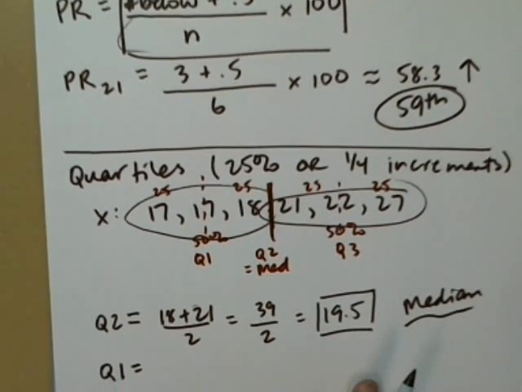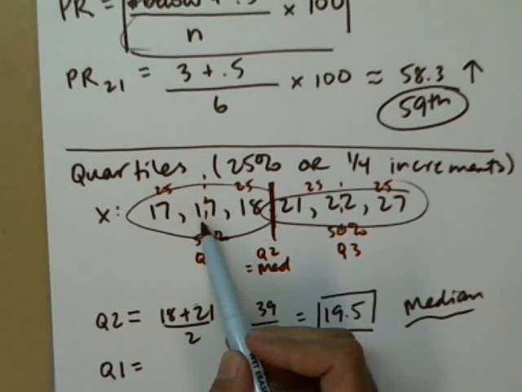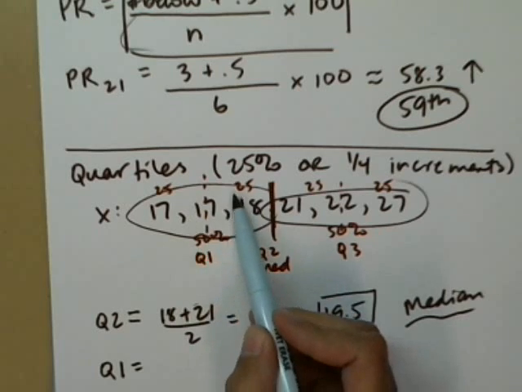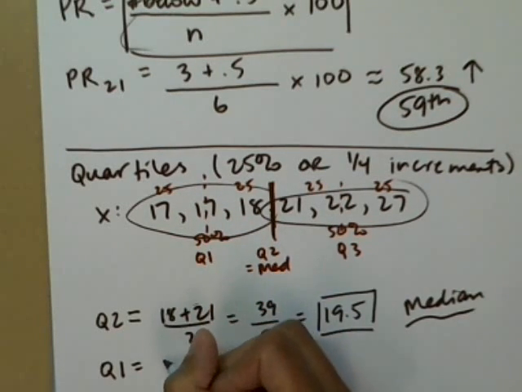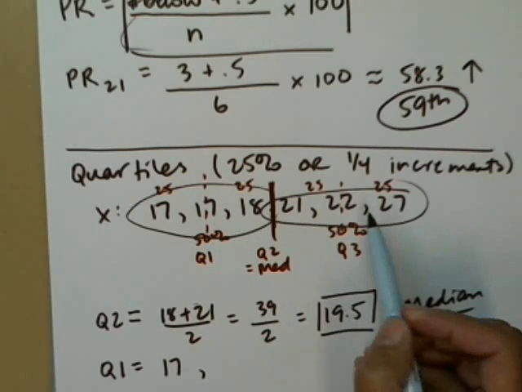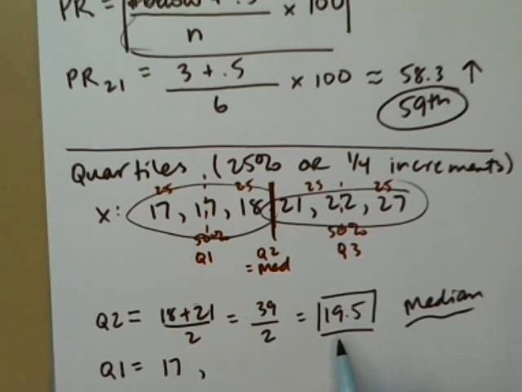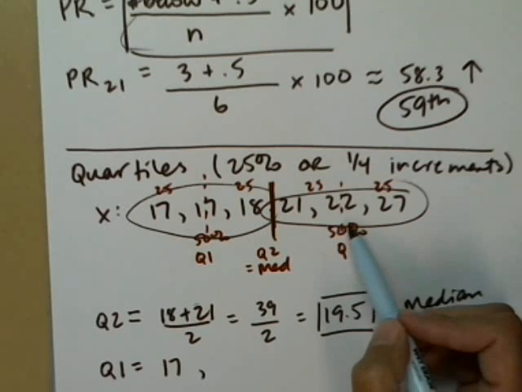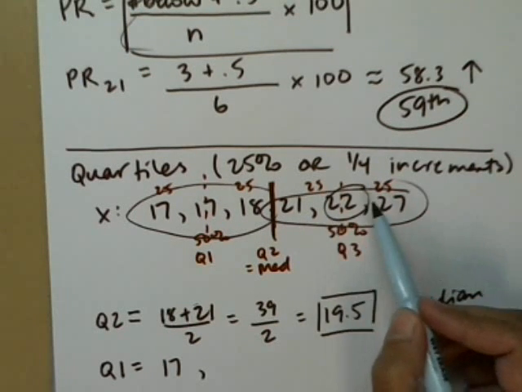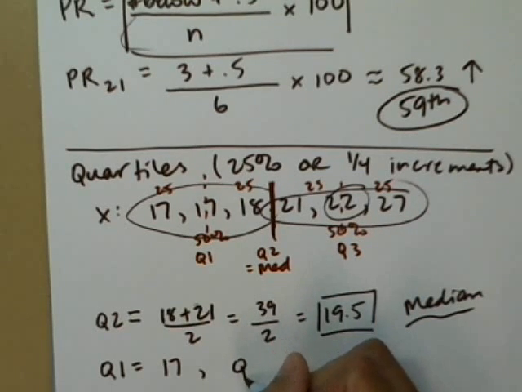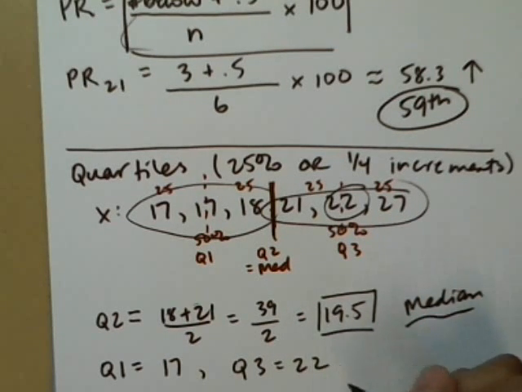So when we find quartile 1, I do have the median. It exists. Quartile 1 is right here. It's that middlemost number of the lower half, which would be 17. Quartile 2 is that median that we calculated, 19.5. Quartile 3 also exists. It's that middlemost number of the upper half, which is 22. So quartile 3 is 22.